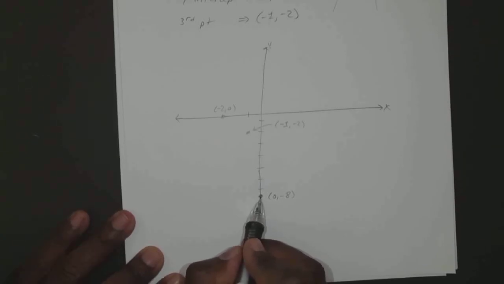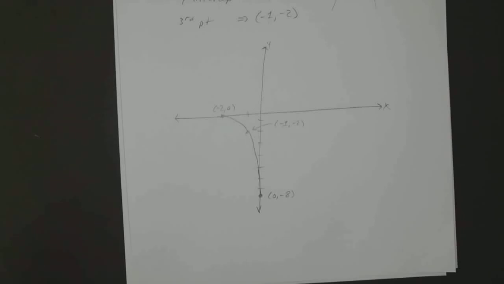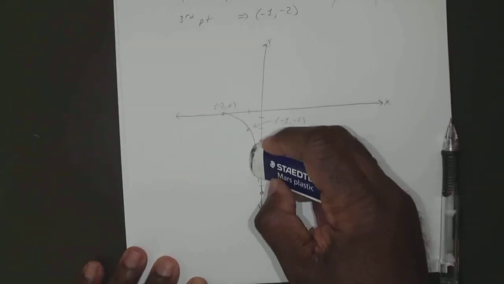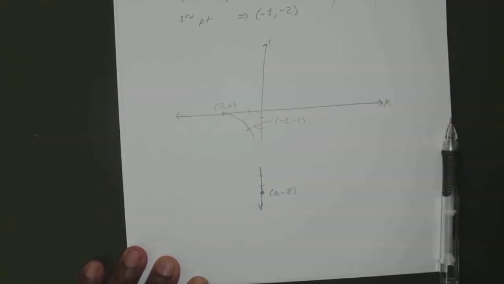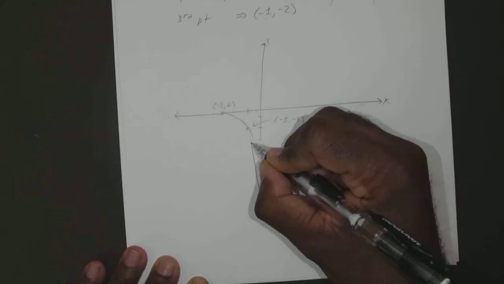Okay, so that means if we connect these, we can assume it looks something like that. Actually, that shouldn't be touching the x-axis. So that should look more like that.